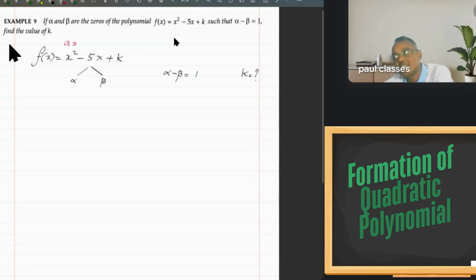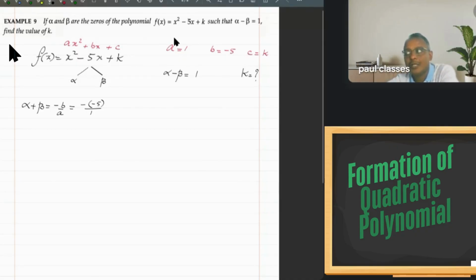If I compare this with ax square plus bx plus c, tell me what's the value of a you are getting? Yes. What's the value of b you are going to get? What is the value of c that you are going to get? k. है ना? What is the value of sum of roots का फॉर्मूला बताओ? माइनस b बाय a. अभी मेरे को करने दो. माइनस b बाय a, तो माइनस ऑफ माइनस 5 बाय 1, तो सम ऑफ रूट्स मिल गया 5.